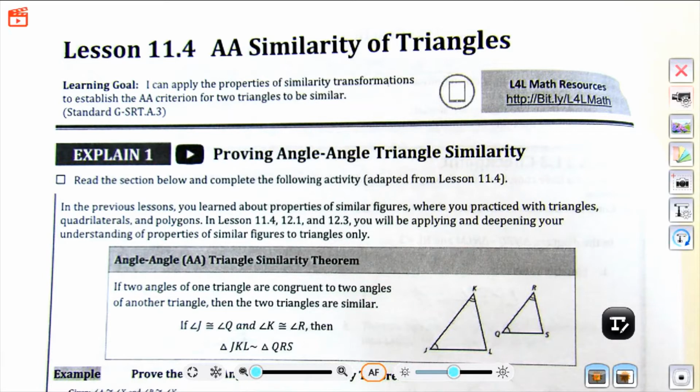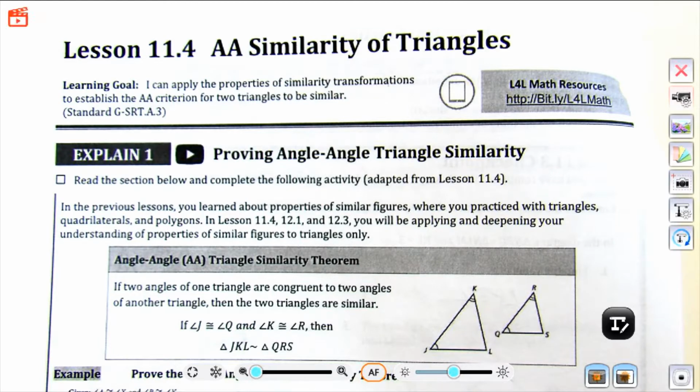Hello class, this is lesson 11.4, which talks about angle-angle similarity of triangles. So in this lesson we're going to be looking at some similarity theorems. One of them is going to be the angle-angle, which we'll talk about. We are also going to cover a side-angle-side similarity theorem and a side-side-side similarity theorem.